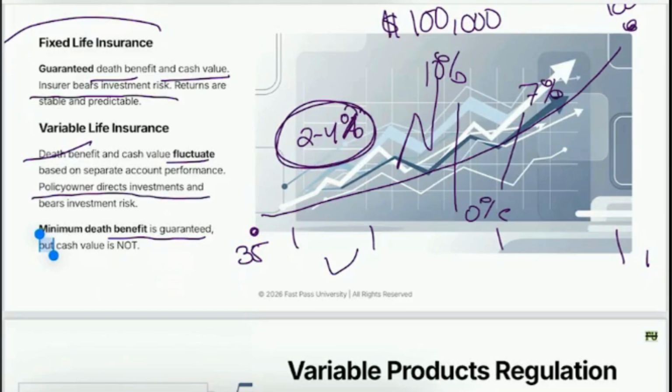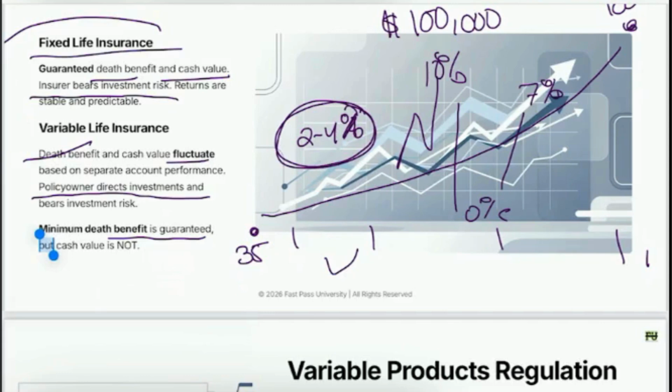Now, the death benefit's going to still be the same, but that cash value, while they have the higher opportunity for the reward, they also have the higher opportunity for risk, right? With higher risk comes higher reward. So it's just a matter of where the money is being held and who's bearing the investment risk. Okay, so guaranteed death benefit regardless, but what we're talking about here is the cash value.